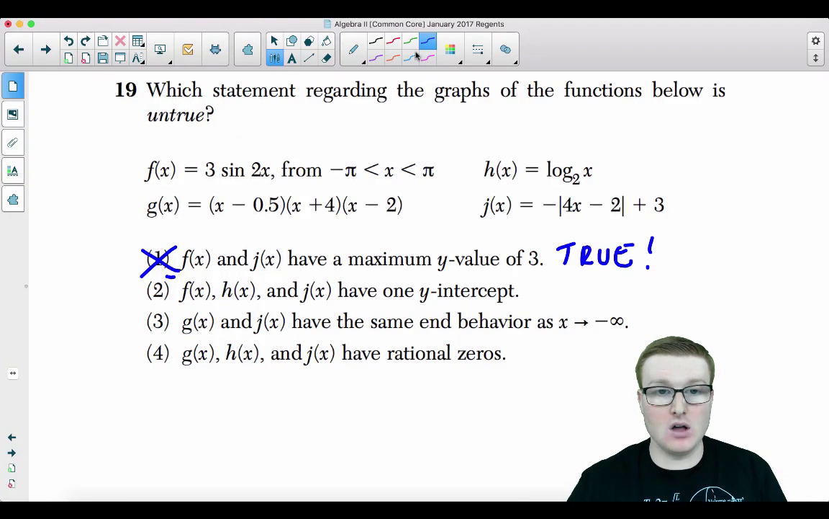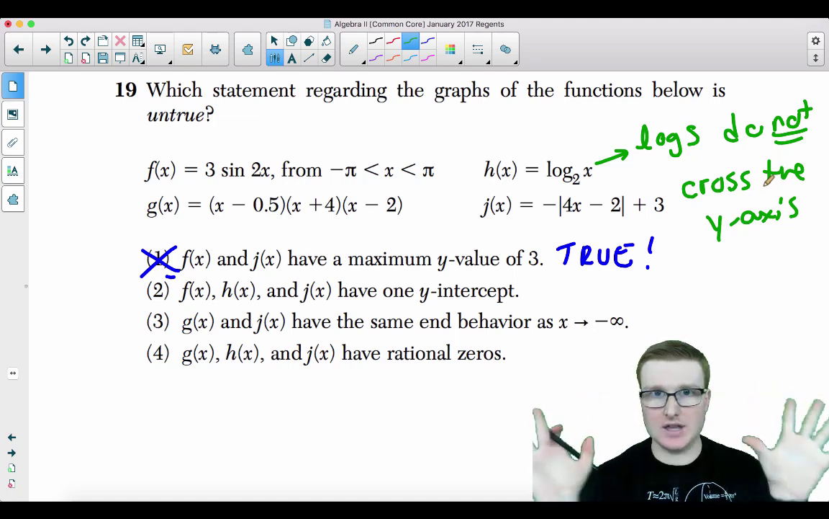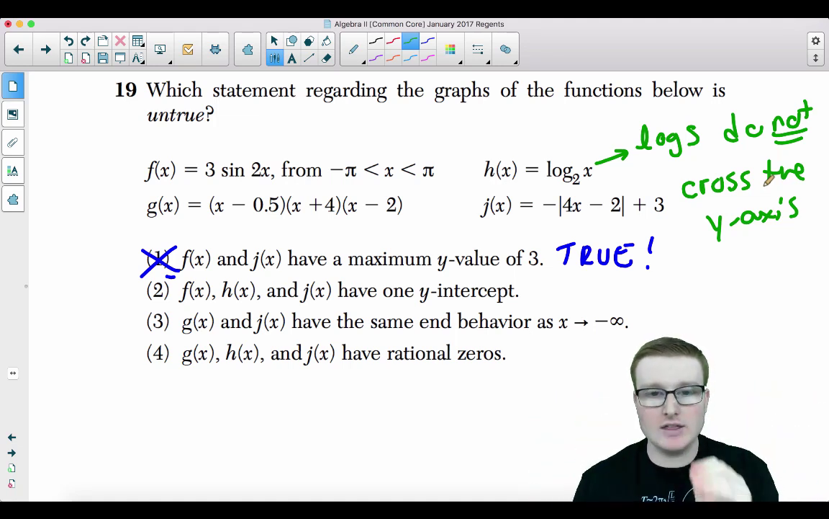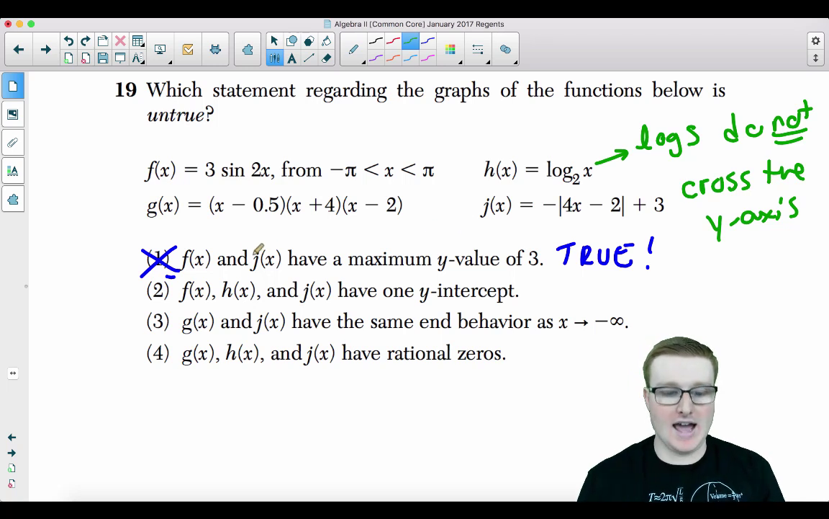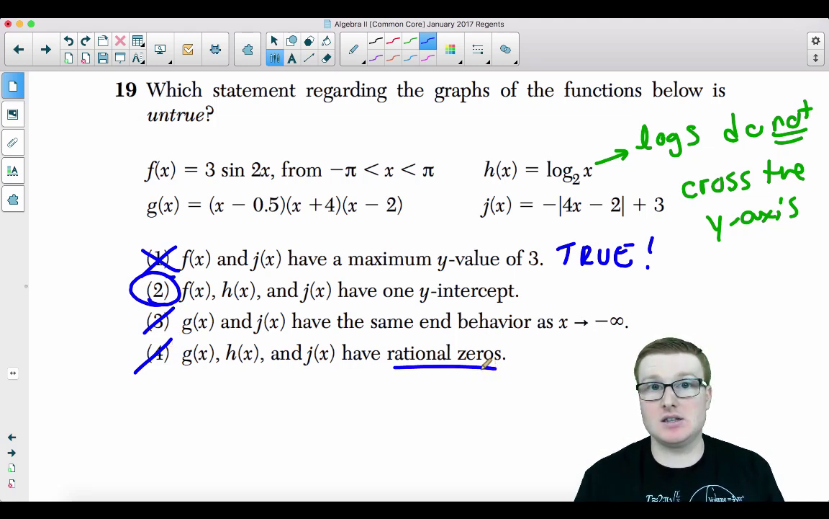So that is actually false because logs do not cross the y-axis unless there's a horizontal shift. Then everything changes. But a log that looks like that does not cross the y-axis. Your answer is choice 2. Choices 3 and 4, those are both correct. They have rational zeros, meaning that you could express the number as the division of two integers, and g of x and j of x have the same end behavior as x approaches negative infinity. That is true.